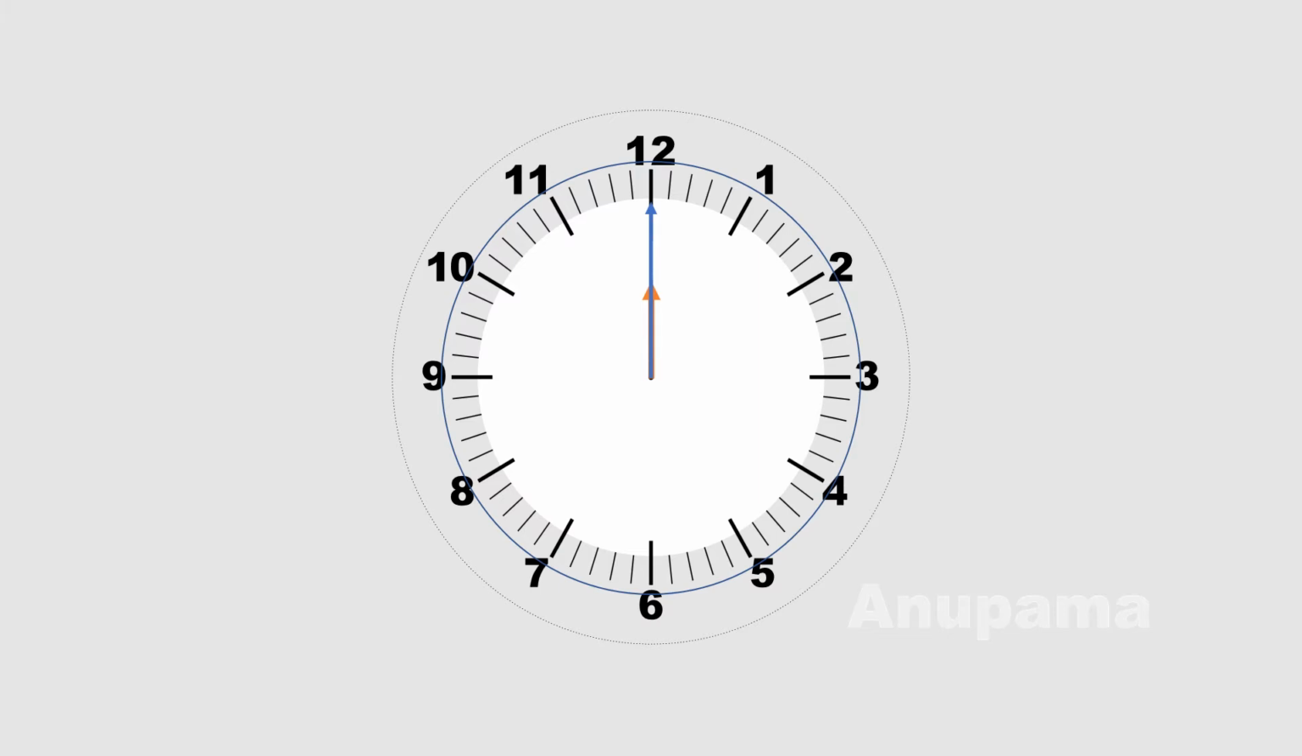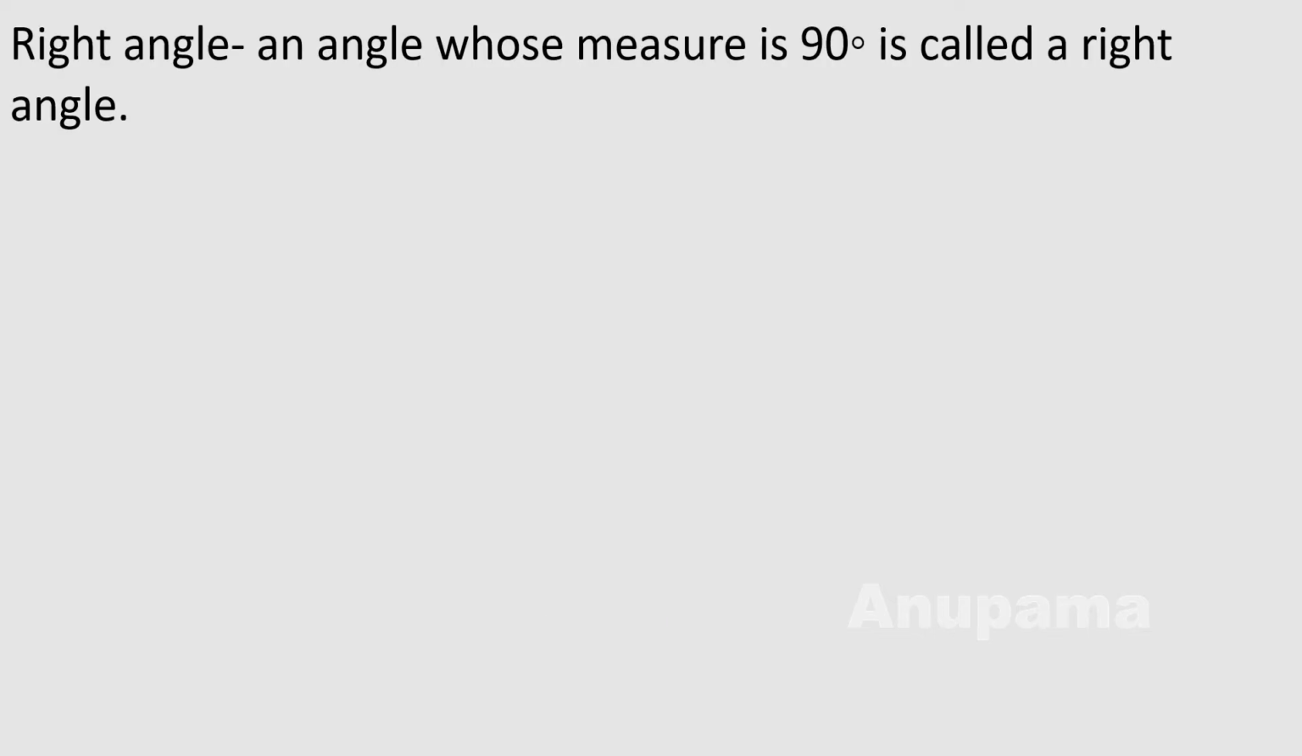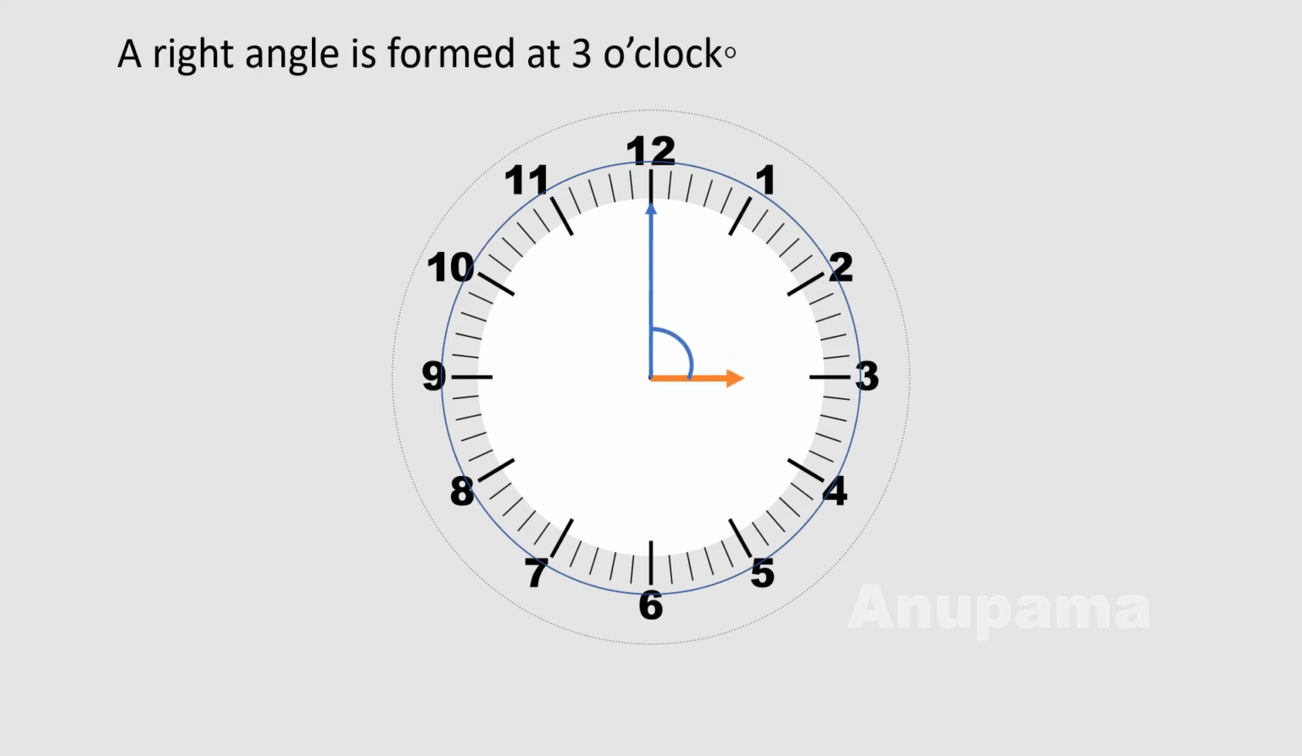In a clock, when there is a time of 1 o'clock, there is an angle which is an acute angle. So an acute angle is formed between the hour hand and minute hand at 1 o'clock. Next is right angle. An angle whose measure is 90 degrees is called a right angle. For example, this is a right angle of 90 degree. In a clock, when there is a time of 3 o'clock, you can observe there is a right angle.